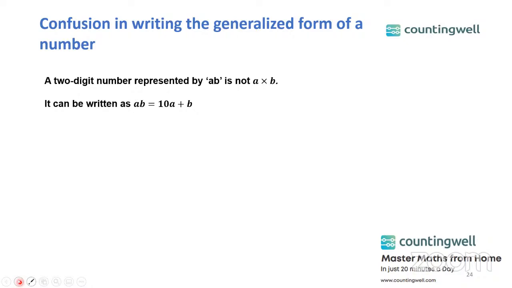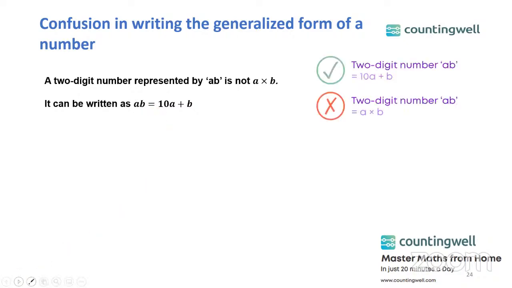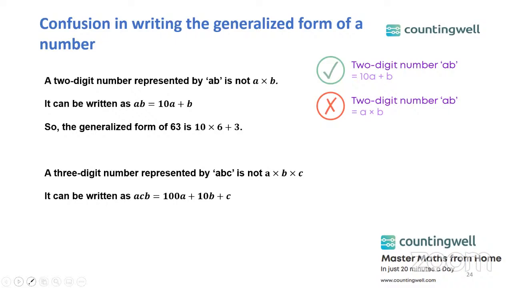Instead of A into B, AB is written as 10A plus B. So the generalized form of 63 is 10 into 6 plus 3, not 6 into 3. Similarly, for a 3-digit number, we can represent any 3-digit number by ABC, which is not equal to A into B into C. It can be written as ABC equal to 100A plus 10B plus C.